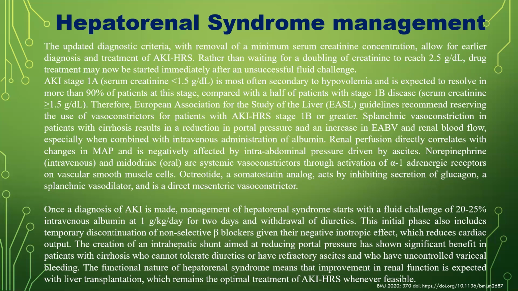Stage 1A is most often secondary to hypovolemia and is expected to resolve in more than 90% of patients at this stage, compared with half of the patients with stage 1B with high levels of creatinine. Therefore, the European Association for the Study of the Liver recommends resorting to vasoconstrictors for patients with stage 1B and greater. Splanchnic vasoconstriction in patients with cirrhosis results in reduction of portal pressure and increase of renal blood flow, especially when combined with intravenous administration of albumin.